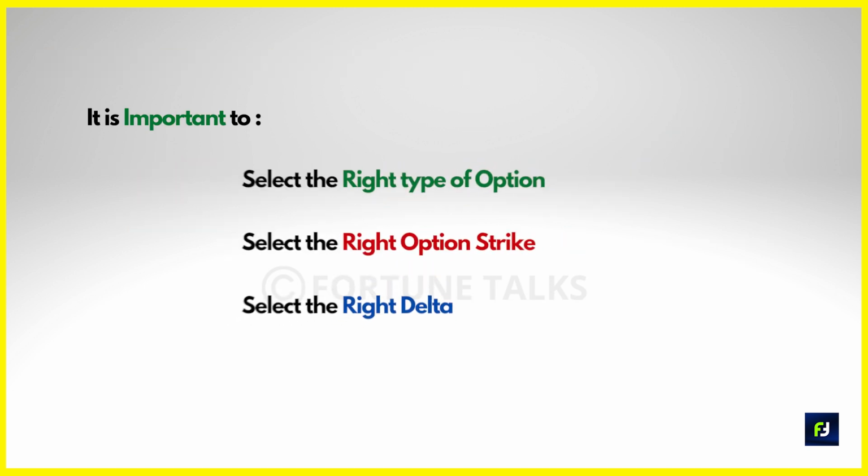So it is not just about selecting the right type of option, but also about choosing the right strike price and the right delta levels when entering an option trade. Buying an out of the money option just because it is cheap and without taking into consideration other parameters is a sure shot way of losing your capital.